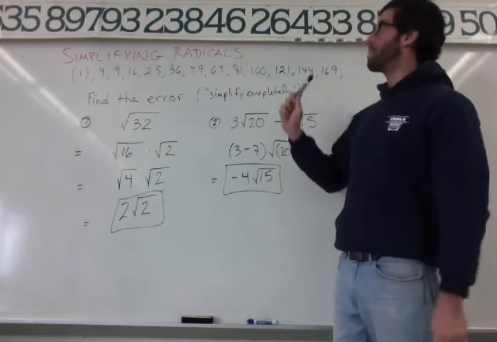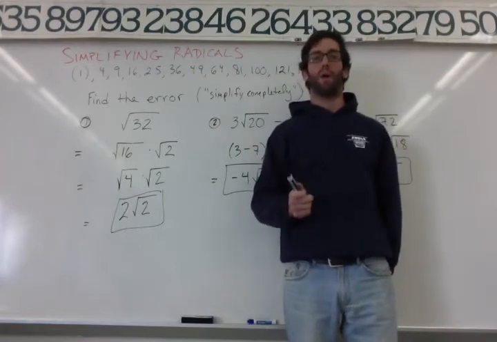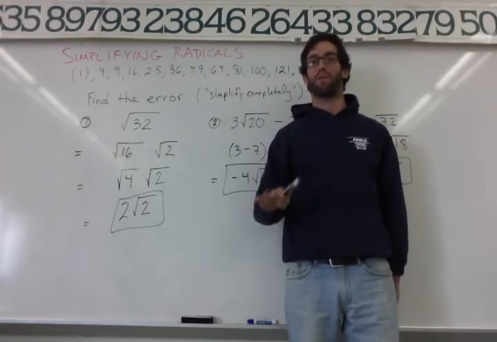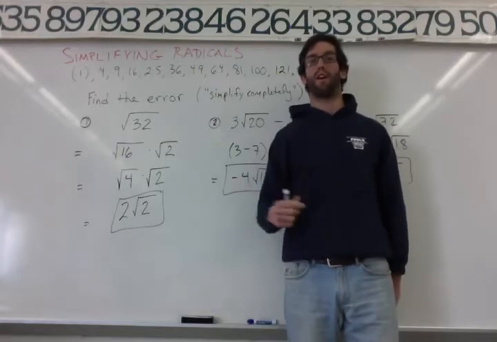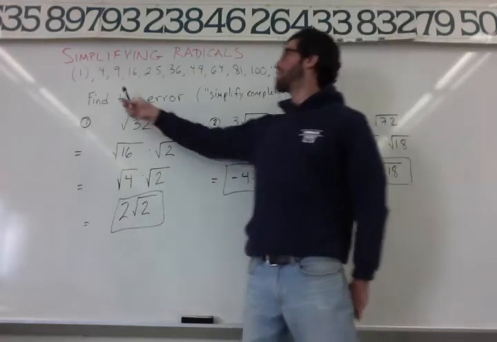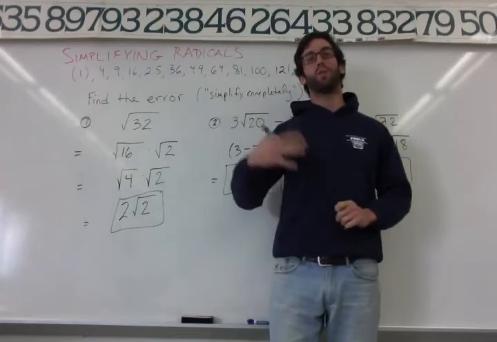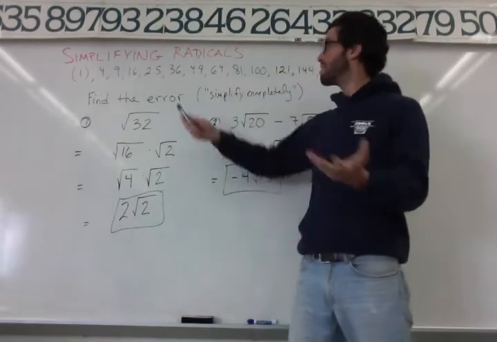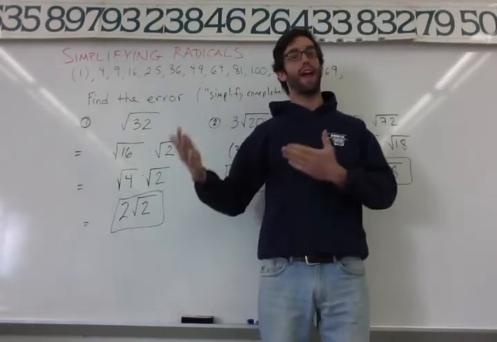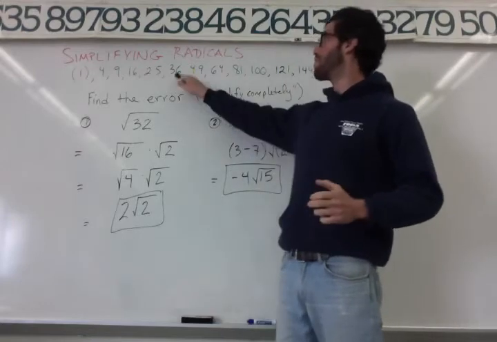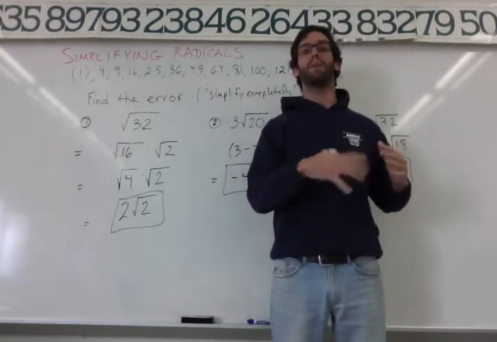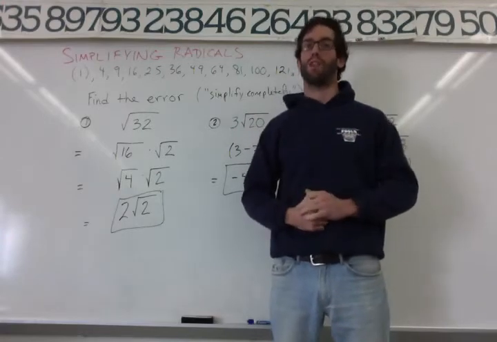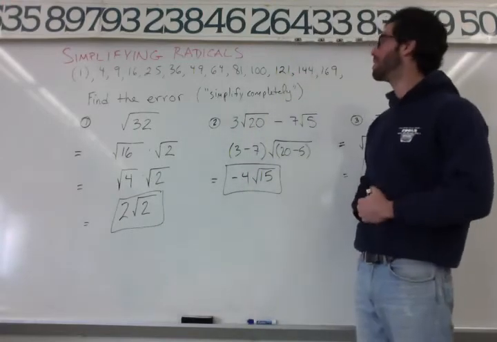So, simplifying radicals is all about the perfect squares. You've got to be very, very familiar with perfect squares, okay? And multiples of perfect squares. Meaning not just the number 9, but also that 9 goes into 27. Not just the number 16, but that 16 goes into 48. Not just the number 36, but that 36 goes into 72. So the perfect squares and multiples of those perfect squares. All right, you've got to be very familiar with those.